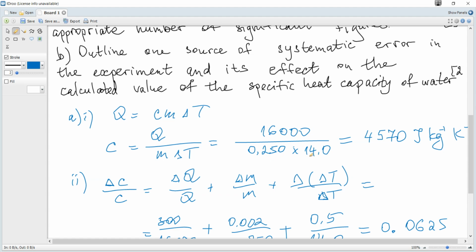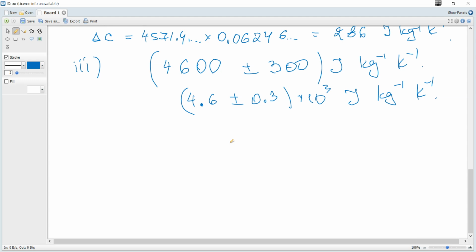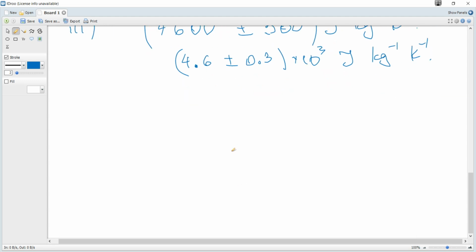Next: outline one source of systematic error in the experiment and its effect on the calculated value of the specific heat capacity of water. In general, what is systematic, how to remember or understand it, not with respect to this problem. For example, if you use a balance, it's also called zero error, and each time you measure, for example, 10 grams, you get 10 grams greater than the actual value, and it's an example of systematic error.